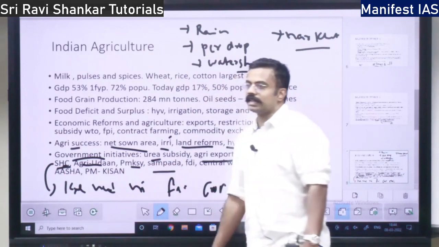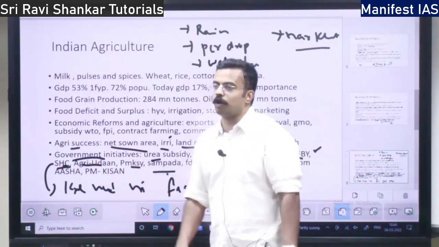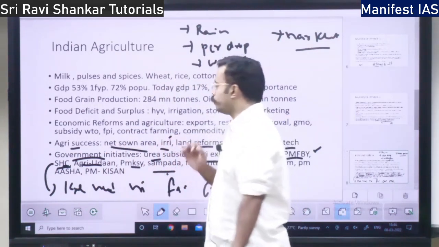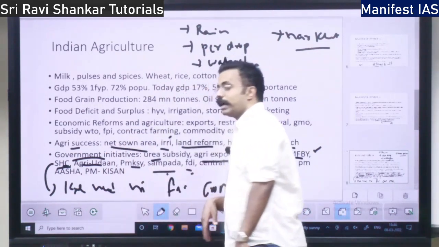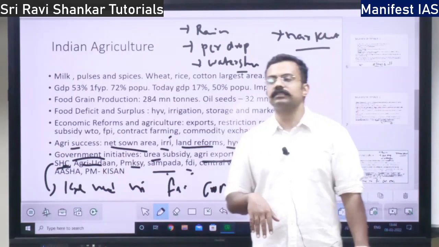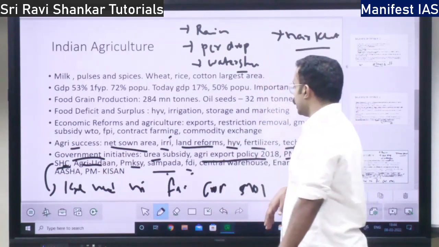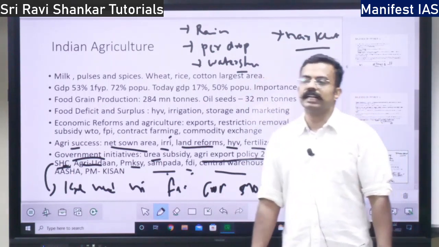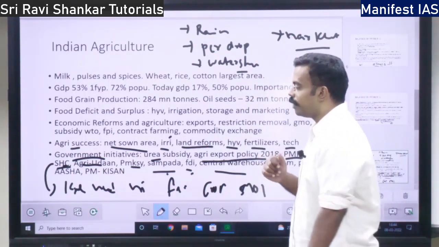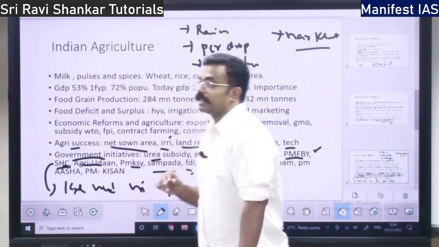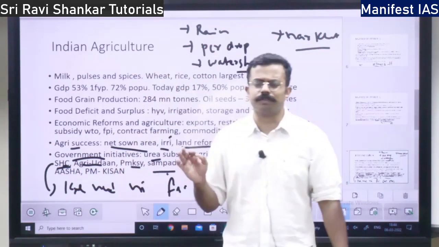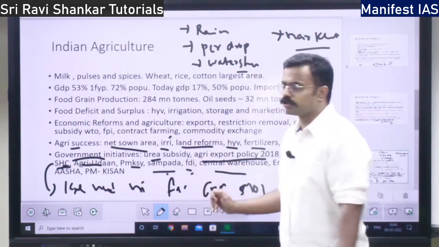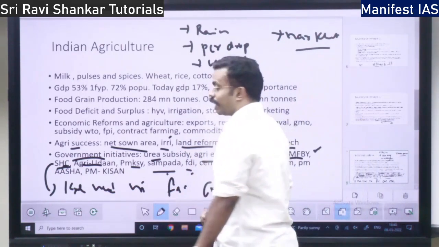Then you have the Sampada scheme. The Sampada scheme is related to what? The food processing industry. Very, very important. Sampada scheme, food processing industry. Then you have FDI in agriculture, foreign direct investment. Then you have the Central Warehouse Corporation. Also you have the Rail Warehouse Corporation, and the Container Corporation of India Limited is there. The Central Warehouse Corporation is there. What is a warehouse?